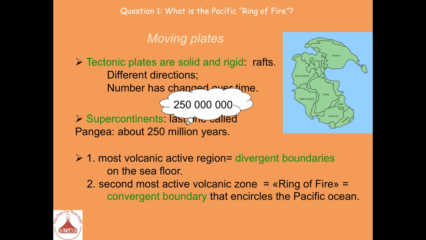Most of the volcanic activity on Earth occurs along divergent boundaries. If you remember, the divergent boundaries are mostly found at the bottom of the sea, on the sea floor, and so such type of volcanic activity is very difficult to monitor. The second most active volcanic zone on the Earth is what we call the Ring of Fire, and it is a convergent boundary that encircles the Pacific Ocean.